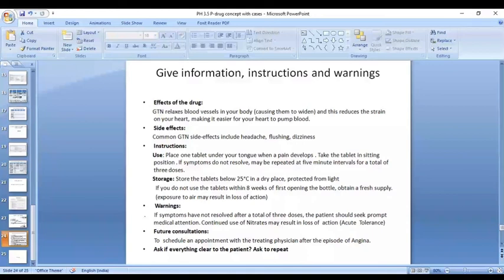You ask him whether he has understood what you have told him, and ask him to repeat. So that's how we have chosen the most suitable drug for this patient. We have prescribed it, and then we have given the relevant information and instructions.